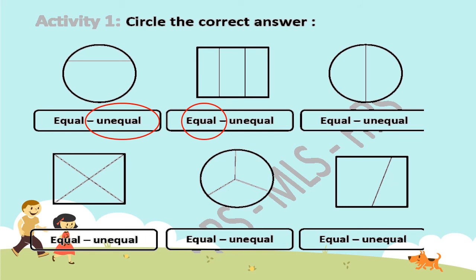Excellent. It's 3/3. Then the next shape, this circle is cut into 2 equal parts, 2 halves. And the next one, yes, equal parts, which is 4/4. Then equal, 3/3. This circle is divided into 3/3. And finally, this is unequal parts for sure. We can't write a fraction here.